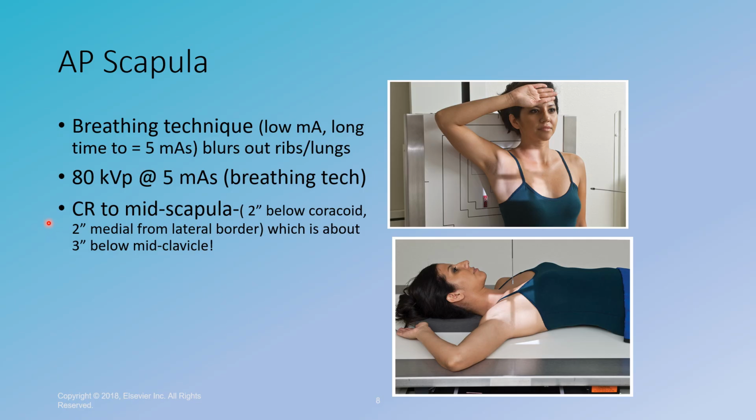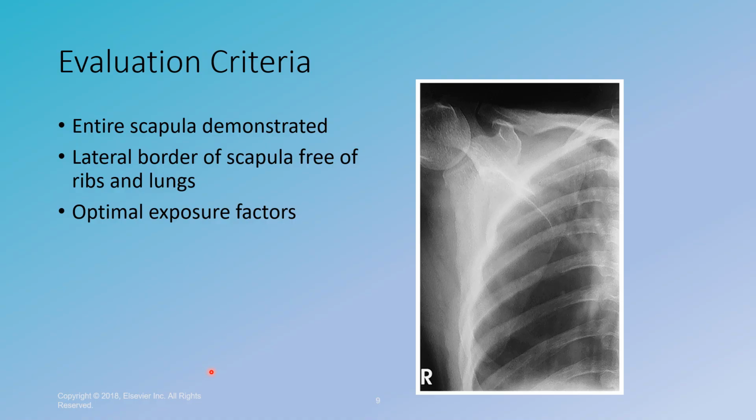The central ray for an AP scapula is centered to mid-scapula, which is 2 inches below the coracoid and 2 inches medial from the lateral border of the patient. So before, when we talked about shoulder, we said the central ray is 1 inch below the coracoid, which was found 2 inches below mid-clavicle. So to be 2 inches below the coracoid, you could go 3 inches below mid-clavicle to achieve that. When you do that successfully, your image would appear like this, which is figure 5.100 on page 206.